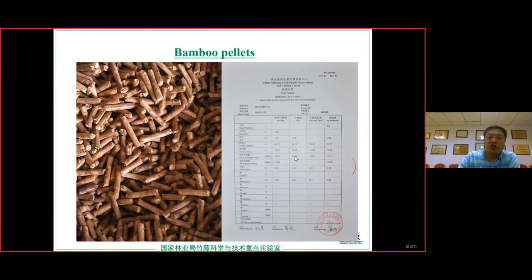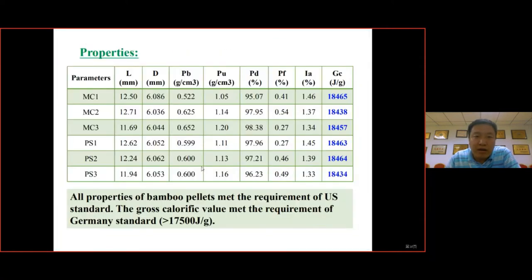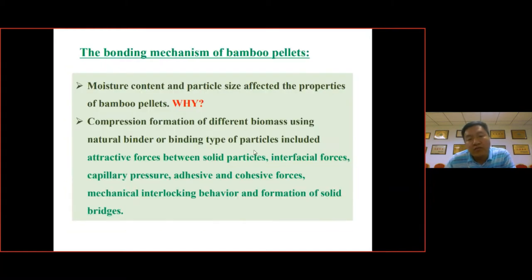This picture shows the bamboo pellet. These are the bamboo pellet's properties. We found that all the properties of the bamboo pellet met the requirements of the USA standard, and the gross calorific value met the requirement of the German standard. I also found that moisture content and particle size affect the properties of bamboo pellets.